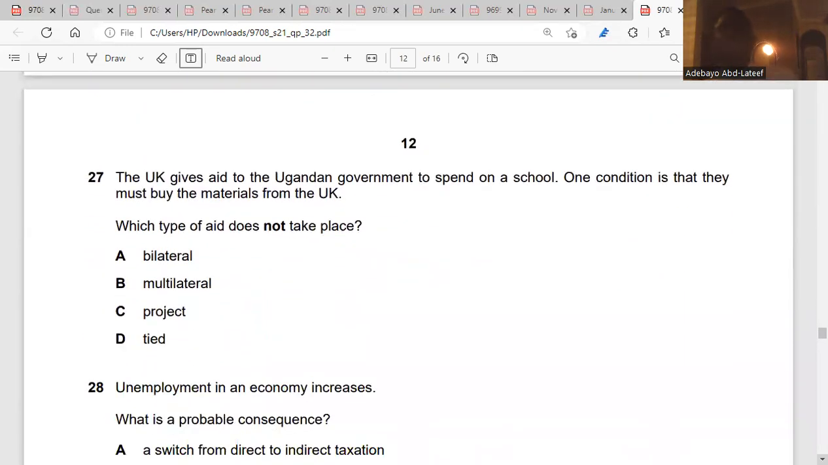27. The UK gives aid to the Ugandan government to spend on schools. One condition is that they must buy the materials from the UK. That is a bilateral agreement. They said, which aid does not take place? It's a project. It's bilateral, two countries coming together for trade. It is tied. It is bound on agreement: yes, we're going to do this for you, but you have to buy all these materials from here. So it's a contract. It's tied. The only thing that is not here is multilateral. If it's multilateral, it means it involves more than two countries. You get the point? So the answer is B.